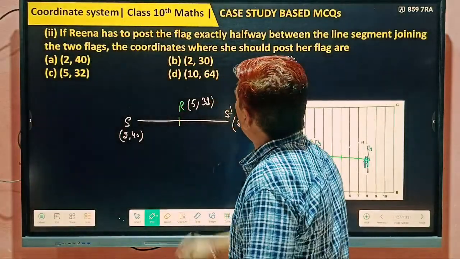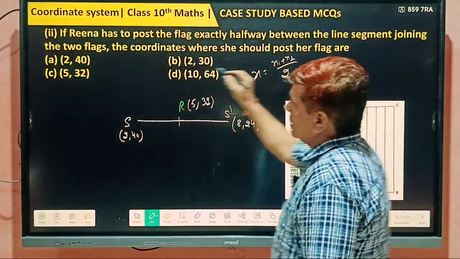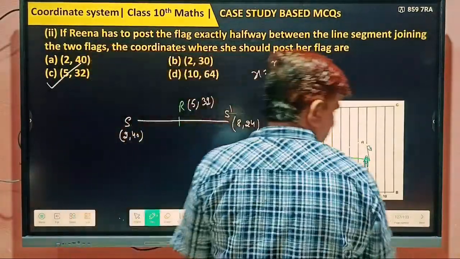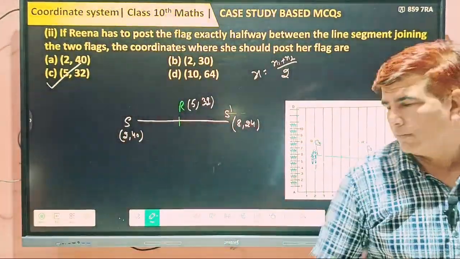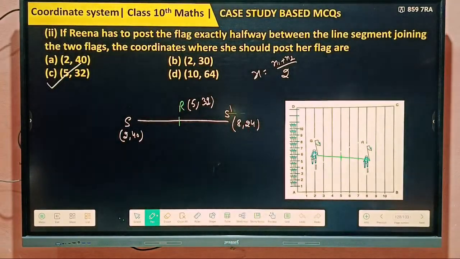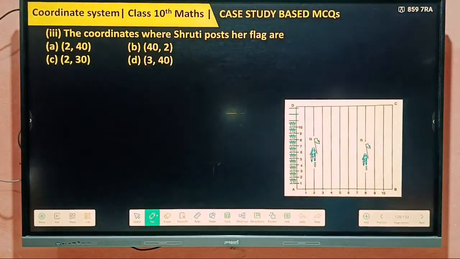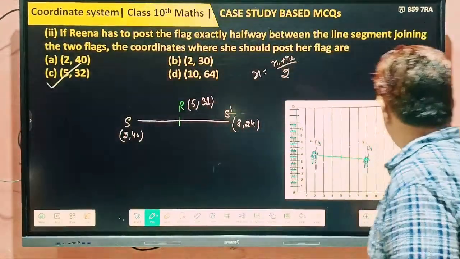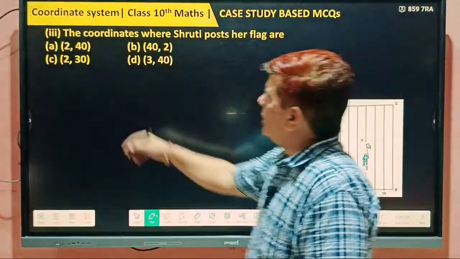So what are the coordinates? These are the coordinates where she posts her flag, Reena's flag. Got it? Third one, the coordinates where Shruti posts her flag. Shruti I already told you. How much? 2 and 40. So what's its answer? Its answer is this.